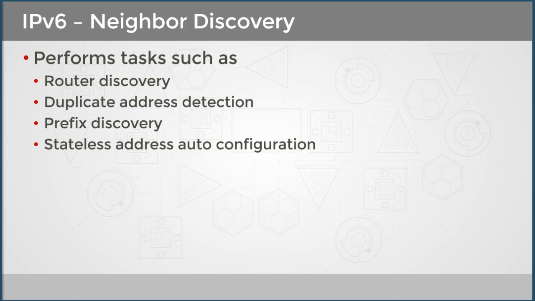So since these systems are advertising and soliciting from each other, they can detect the fact that two systems happen to initialize with the same address. Highly unlikely, but should it happen, one of them will reinitialize with a new address. So it quite literally can configure itself. So it does have some significant benefits over IPv4.